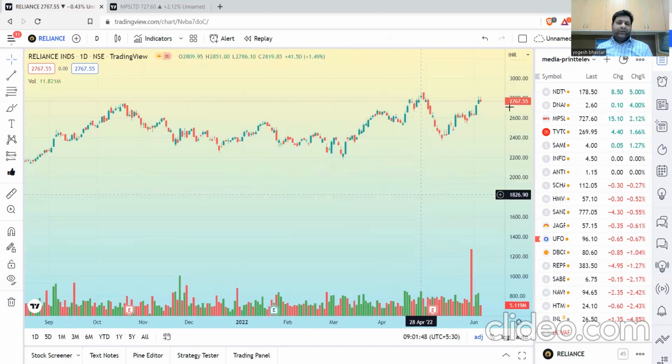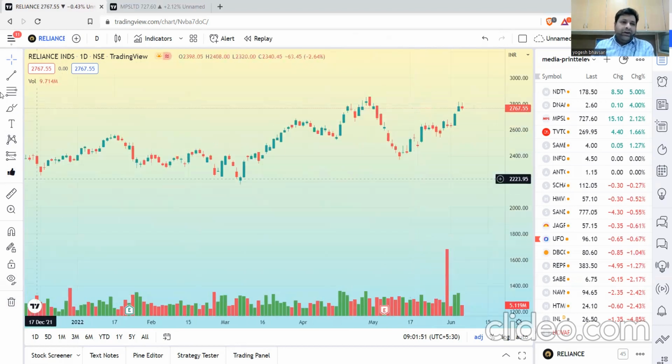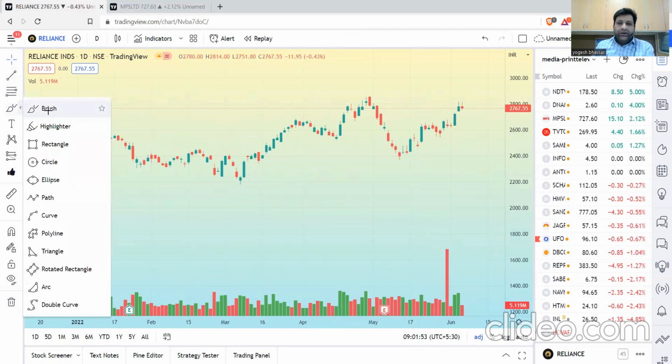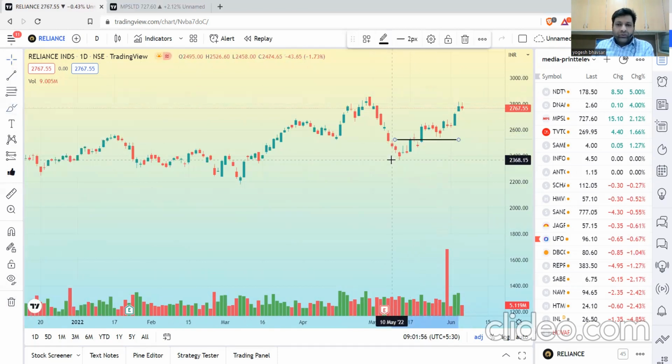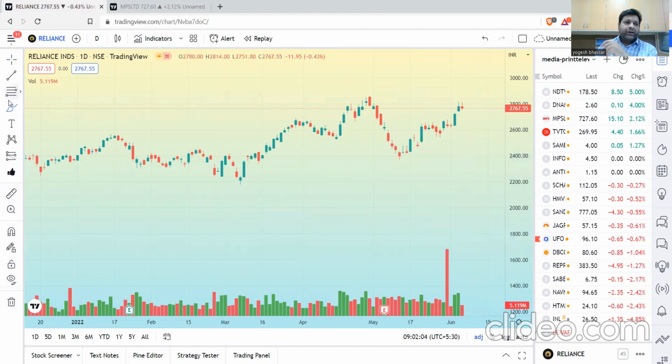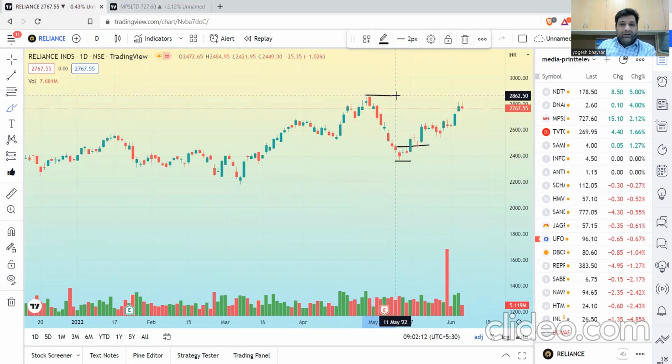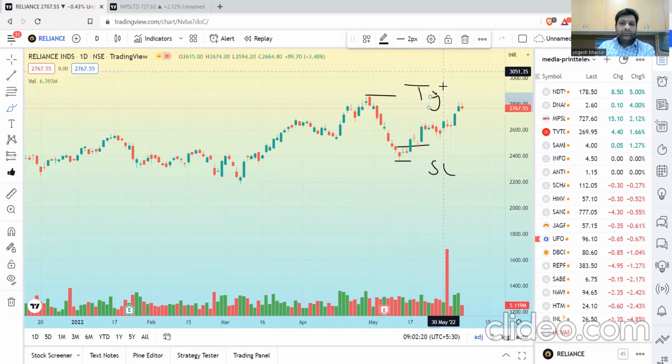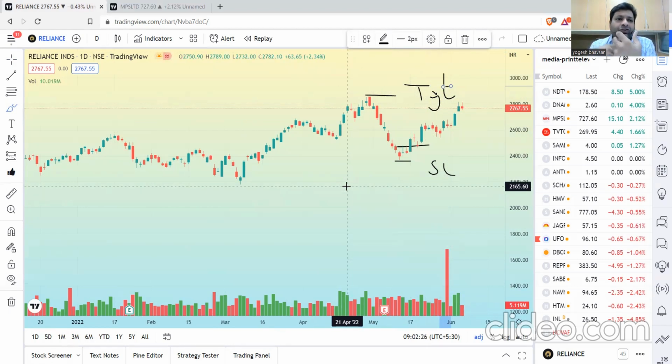The other stop loss is the swing low. Consider you are taking a trade over here, then the swing low becomes your stop loss. No matter where you take the trade, consider you have taken a trade over here, this swing low becomes your stop loss, and the previous swing high becomes your target. So this is known as trading with the help of swings.